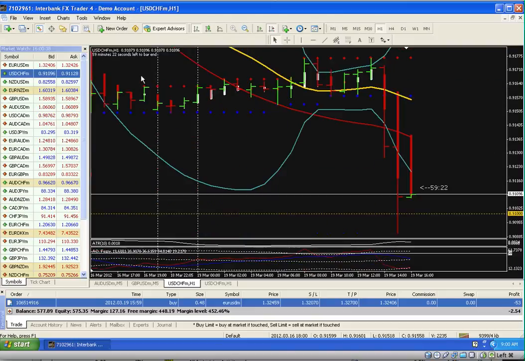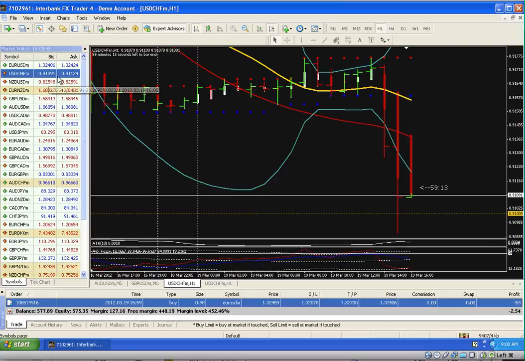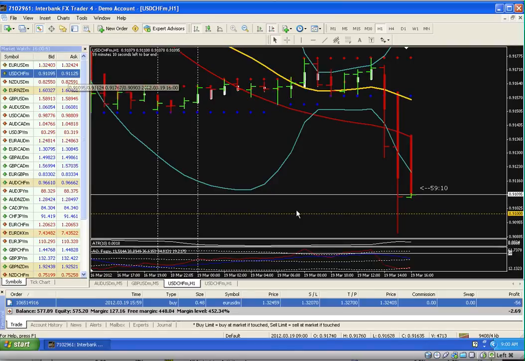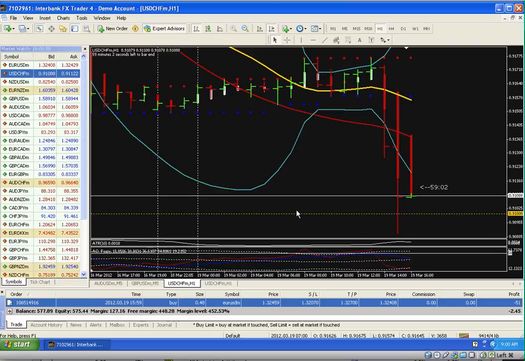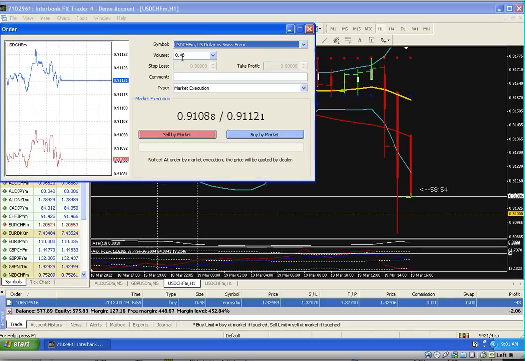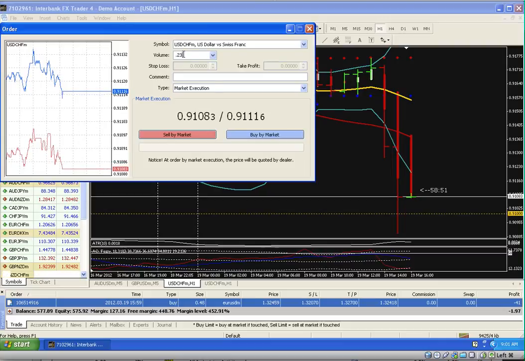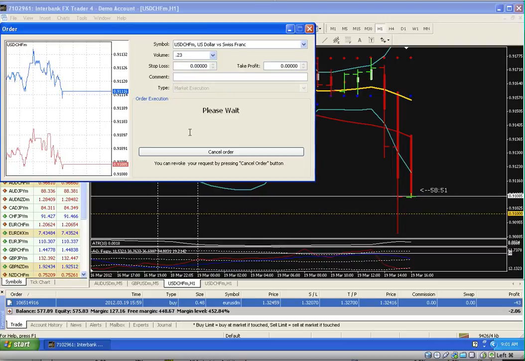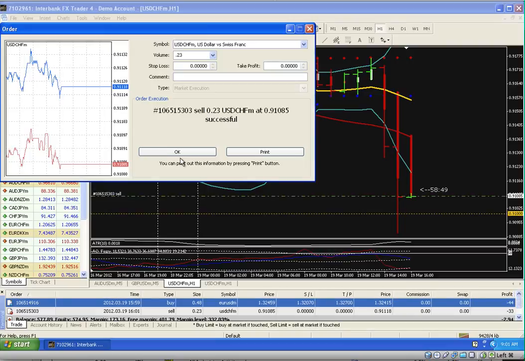We're going to go ahead and enter back on the franc here. So we got to do plus 10 is 28, plus the spread of 2, so that's 30. So now we got to do 17 divided by 30.23. So we can only do 0.23 lots on this one. Do 0.23. And we're in that one.